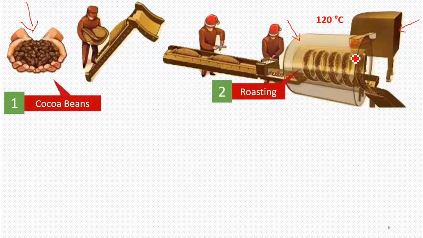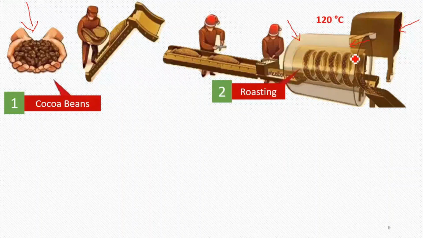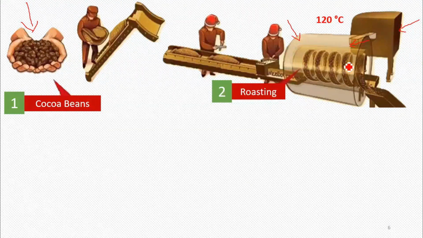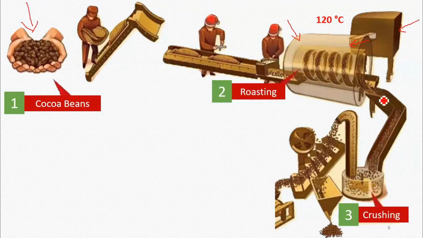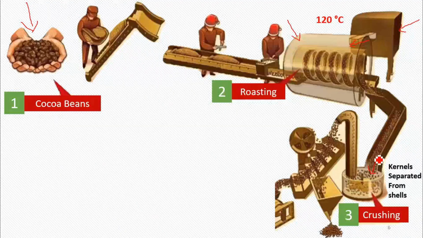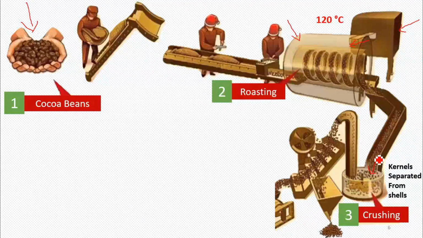And the beans will be roasted. They will be instantly roasted because the temperature here is 120 degrees Celsius, so they are roasted as they are moving forward. Then comes the next phase. As you can see in the picture now, these roasted crunchy beans are moving downwards toward this container. This is not an ordinary container, it is actually a crusher or grinder. And this particular grinder will grind those beans, and by doing so it will separate the main thing, the kernels, from the shells.